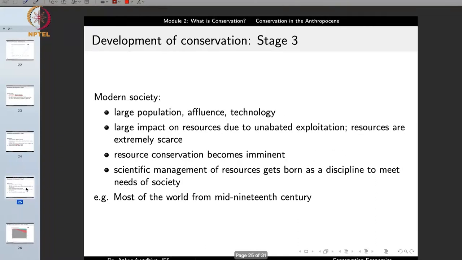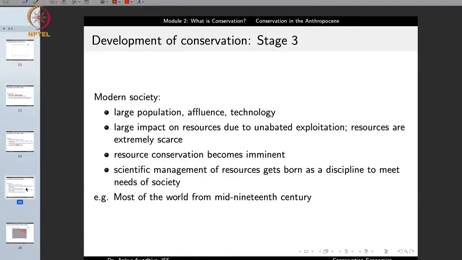But then we moved into the third stage, which is the modern society. Now, in the modern society, the population is large, because it has been increasing with time. The affluence is large, the technology is large. But all the areas that could have been brought into the fold of the empire have already been brought into the fold of the empire. Now we do not have any more land to bring to the empire. What do we do now?